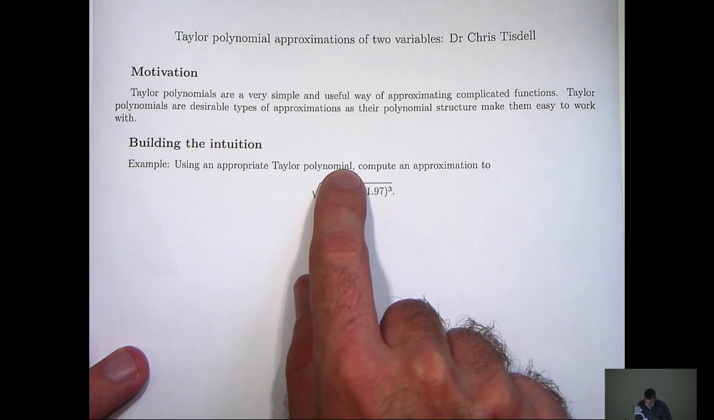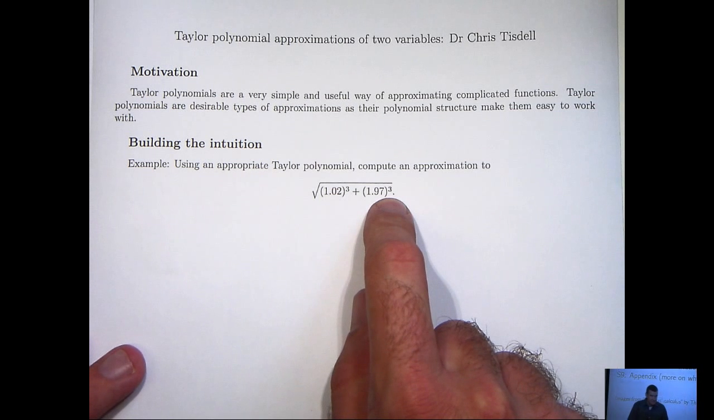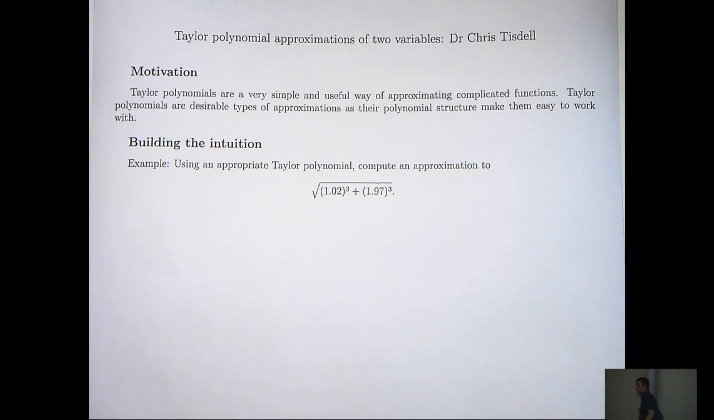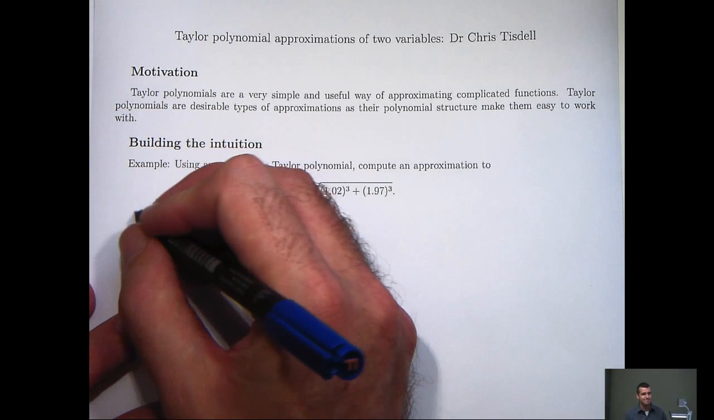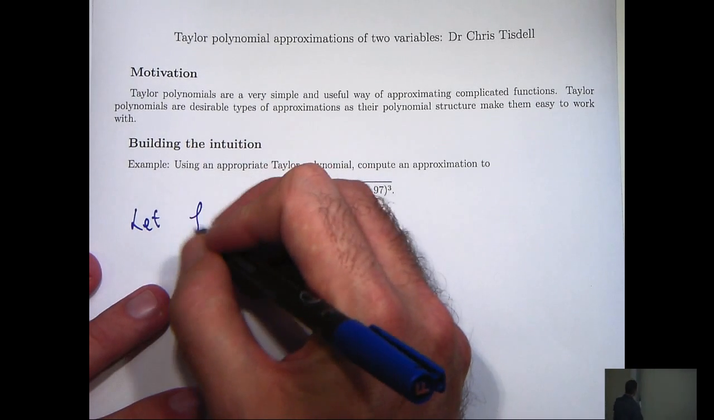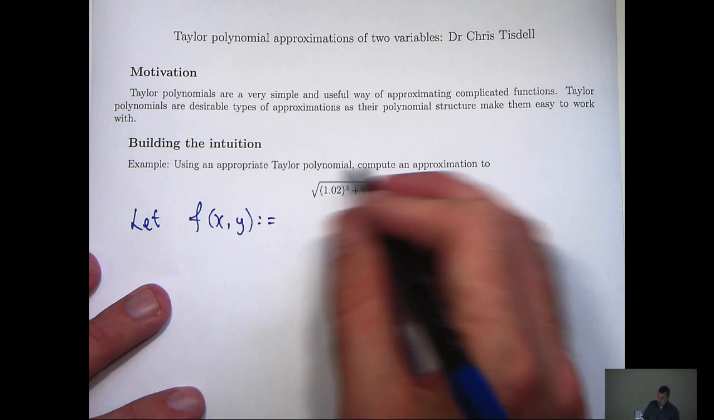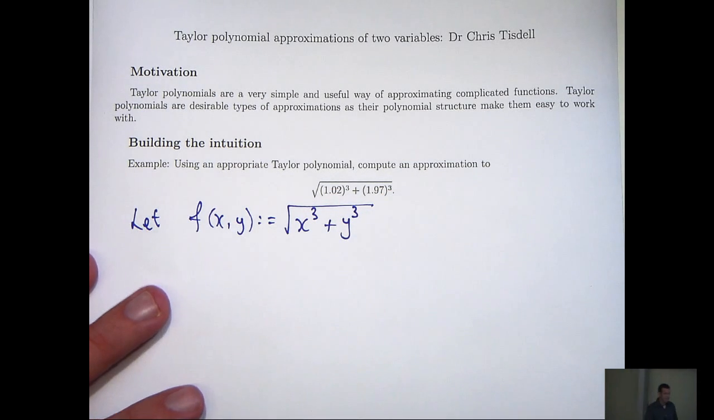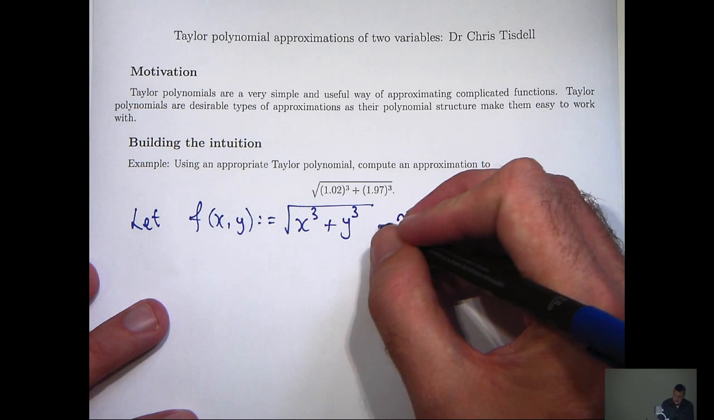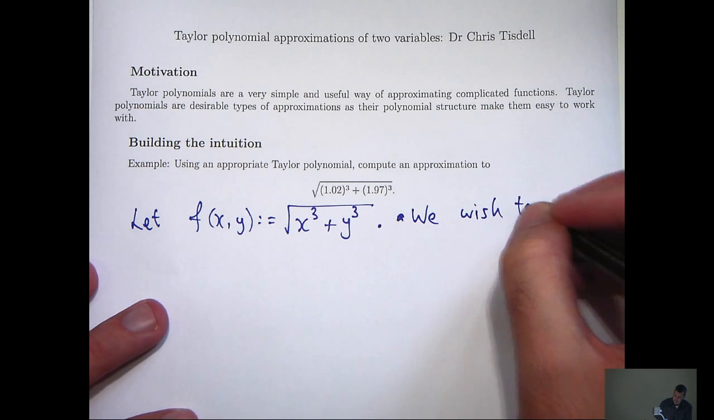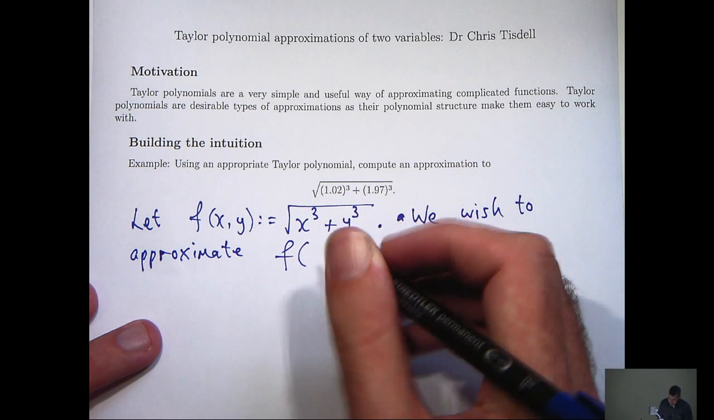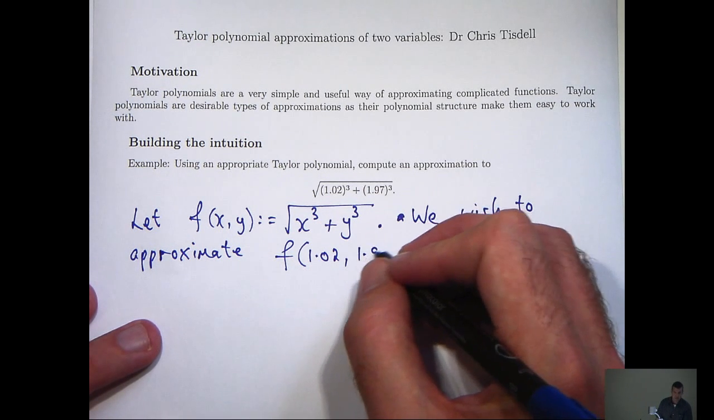Using an appropriate Taylor polynomial, compute an approximation to this value here. Now, firstly, we're asked to compute an approximation to this, but we're not told to compute it to within any specified accuracy. So that kind of leaves the question a little bit open. But what I'm going to do is put this in a slightly more general context and define a function based on the structure of what we want to approximate. So defining f in this way, what we would like to do, we wish to approximate f of 1.02, 1.97.